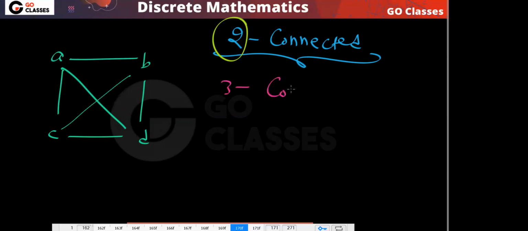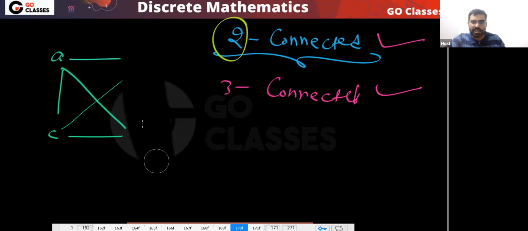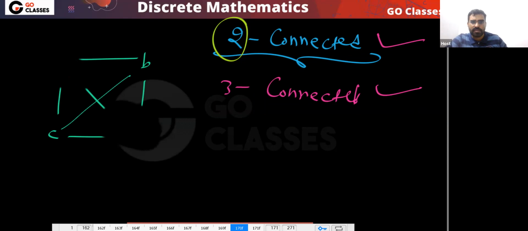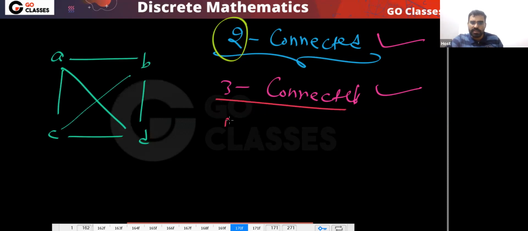This is 3 connected also. Why? Because 2 vertices cannot disconnect it. 3 connected means 2 vertices cannot disconnect it. If you remove these 2 vertices, they cannot disconnect it. If you remove these 2 vertices also, they cannot disconnect it. So this is 2 connected also, 3 connected also, but the kappa is actually 3.